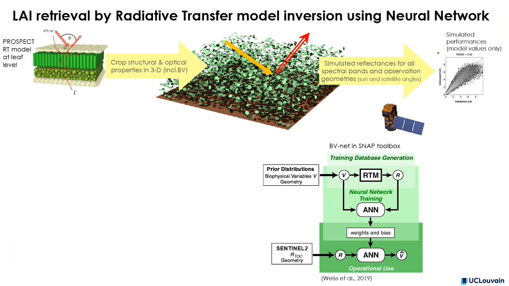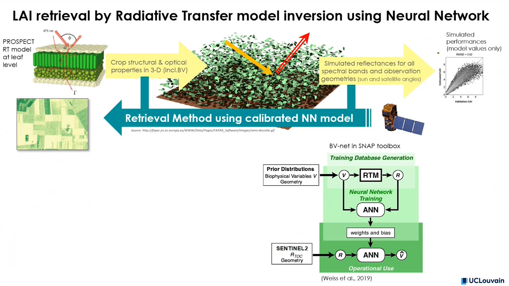In the upper corner, you can see how well the model has been trained and how well the green area index, which has been initially used in the model, can be estimated from the simulated reflectance. Once this calibration has been completed successfully, we can then use this model, which has been trained on a numerical model, and apply it to the actual observations as recorded by the satellite. Therefore, we will invert this neural network model to retrieve the leaf area index for each pixel which has been observed by the satellite. This allows us to provide maps of leaf area index from a multispectral observation dataset.